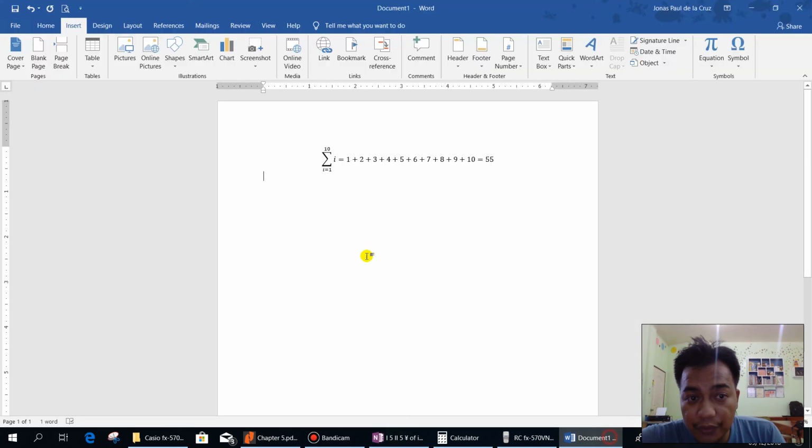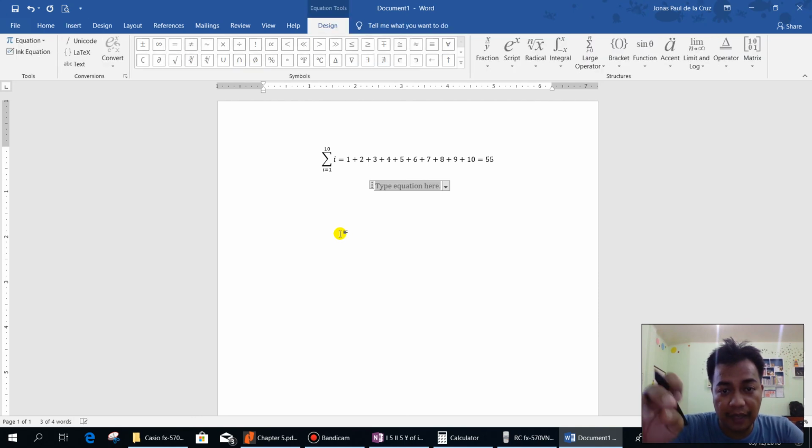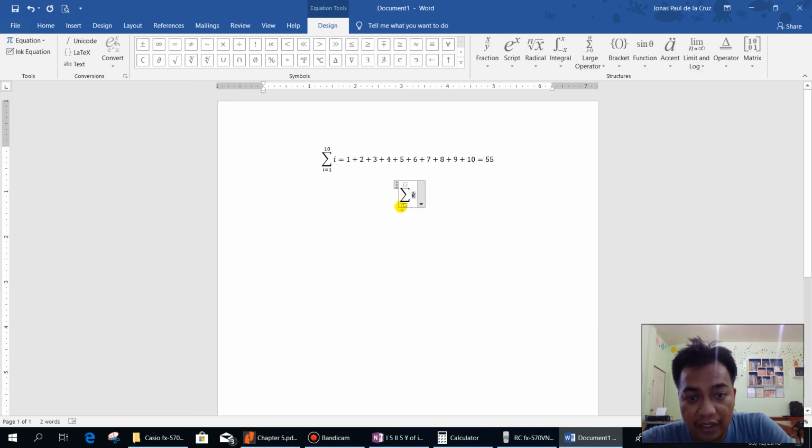So I'm going to do that in my Word. So I'm going to press alt and equal sign, alt plus. So meron na type equation here agad. Okay, so nagpakita na rin yung equation tools natin dito sa taas. So you can immediately do insert, yan, and then summation of your k. Your k is from 1 to 10.